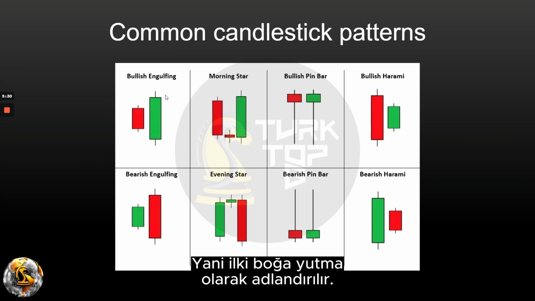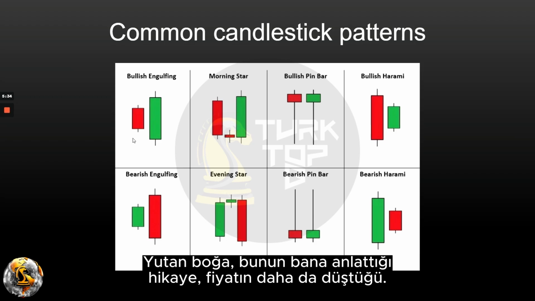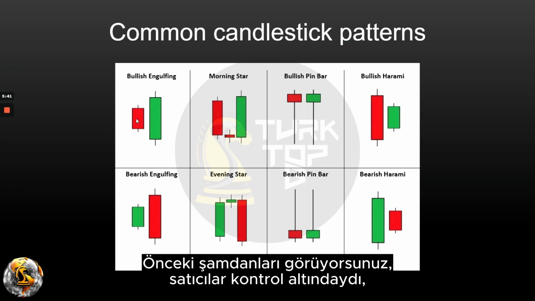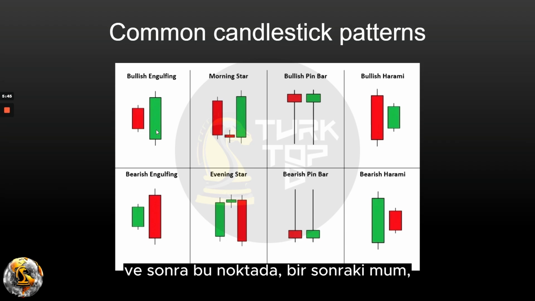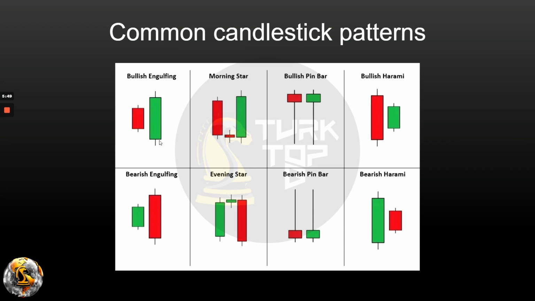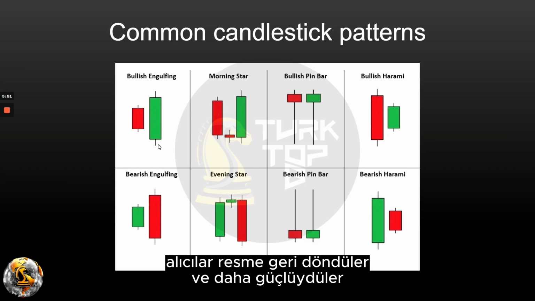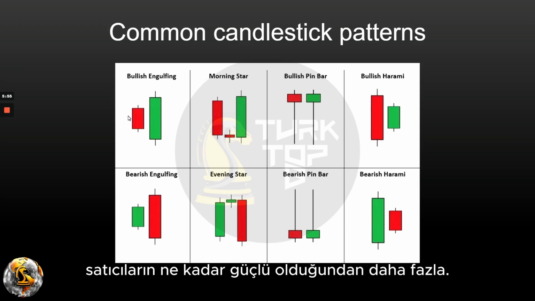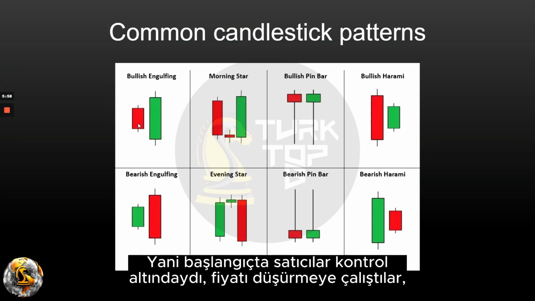The first one is called bullish engulfing. The story this is telling me is that price was heading lower. You see the previous candlesticks, the sellers were in control. And then at this point, in the next candle, the buyers came back into the picture and they were stronger than how strong the sellers were. So initially sellers were in control.